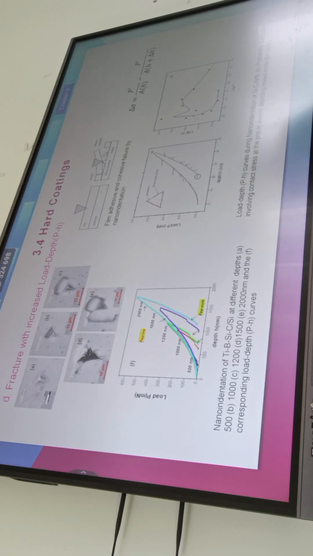So what actually happens while doing the indentation is that the film and the substrate undergo adhesive failure or adhesive spallation, which is indicated here as film adhesive and cohesive failure by the nano indentation. Here we have seen the depth versus load graph, and here the probability distribution involving the contact stress.